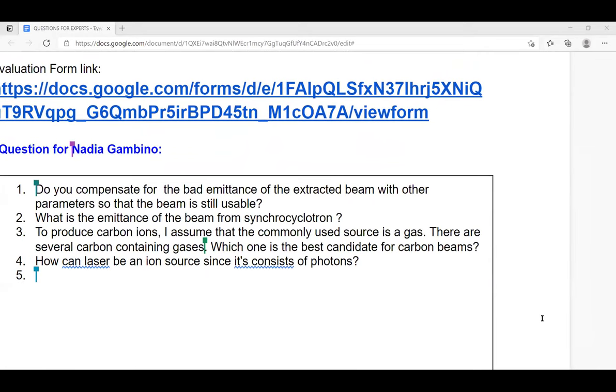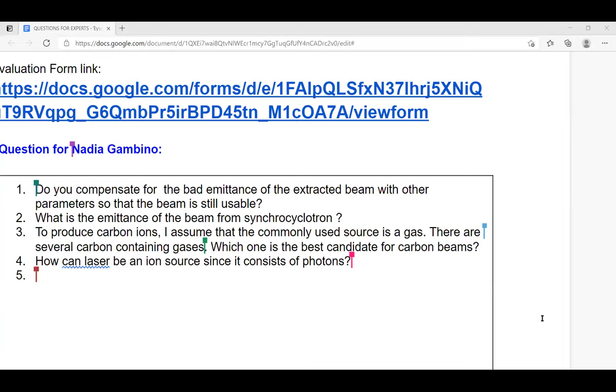Do you compensate for the bad emittance of the extracted other parameters? Well, yes, of course. So you can do certain actions. Because when you tune your source, you have a multi-space parameter. For example, in case of ACRIS, you need to tune your RF frequency around the one that you use to trigger the resonance. You will need to tune the power. You will also adjust some other parameters at extraction, like the extraction voltage, and you will have certain focusing elements already at extraction, which at low energy are produced by electric fields.